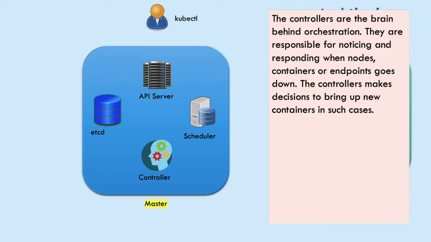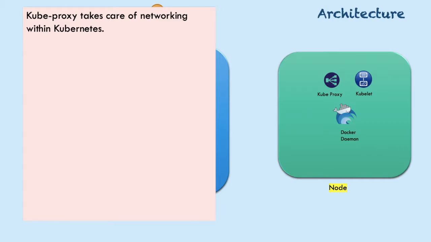So next comes the controller. The controllers are the brain behind the orchestration. They're responsible for noticing and responding when nodes, containers, or endpoints go down. The controllers make decisions to bring up new containers in such cases. So kube-proxy. On the node side, we have kube-proxy. Kube-proxy takes care of networking within Kubernetes.